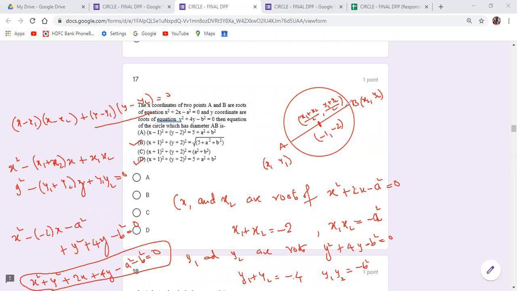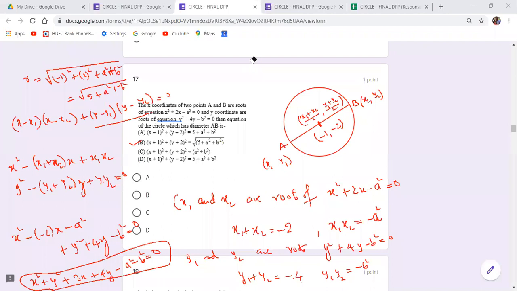Yes. Now what is the radius of the circle? Either you can take it from here. What is the radius of the circle? The center is (minus 1, minus 2), so the radius is the square root of 1 plus 4 plus a square plus b square, that is 5 plus a square plus b square. So the answer is B. So D is not correct.